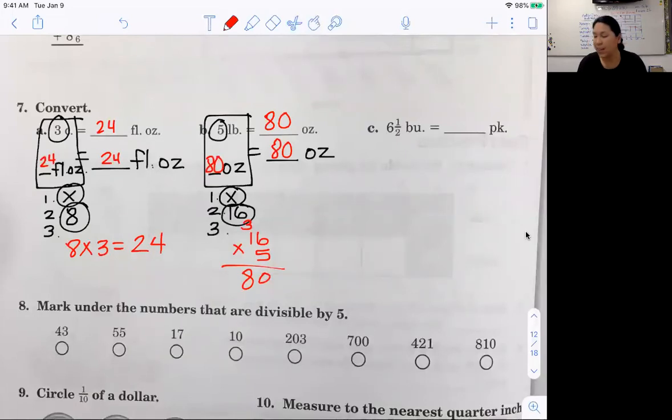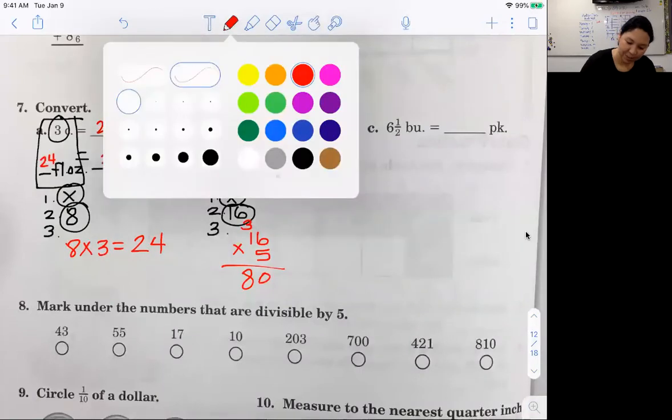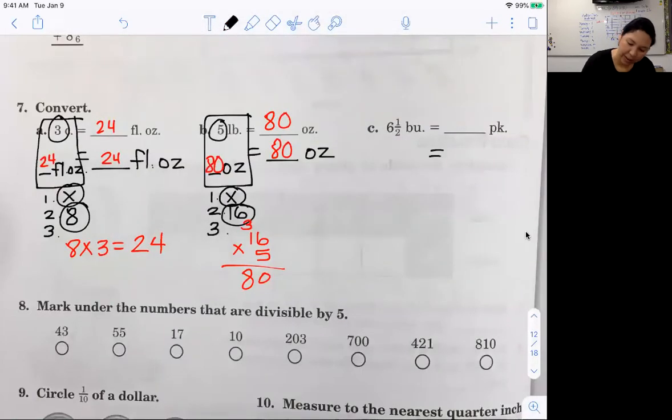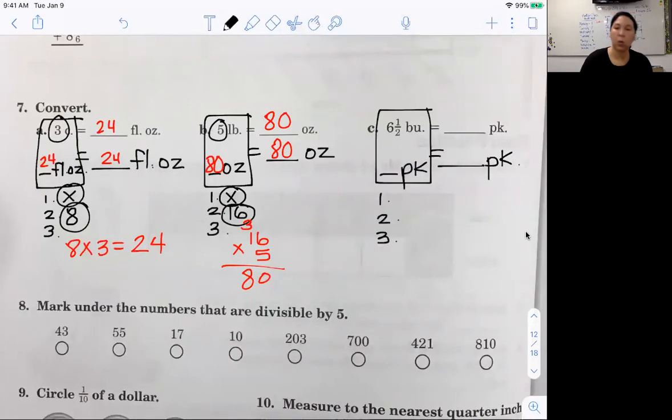6.5 bushels equals how many pecks? Okay, so I'm going to get my black to start off here. We need our answer in pecks, so we are going to change bushels to pecks. Okay, so what is bigger, a bushel or a peck? Bushel, that's the really big basket. Peck is still a big basket, but not as big. Okay, so bushels to pecks, multiply.